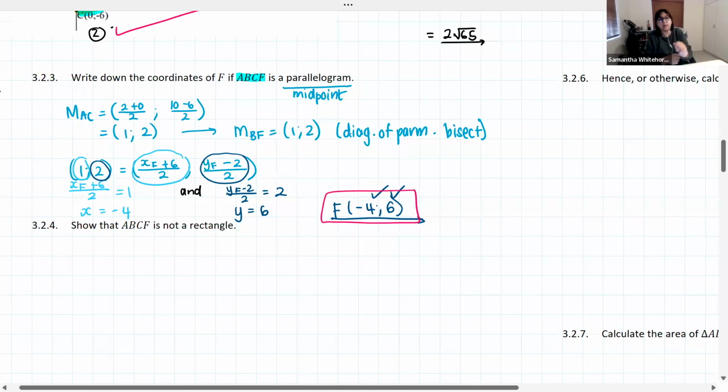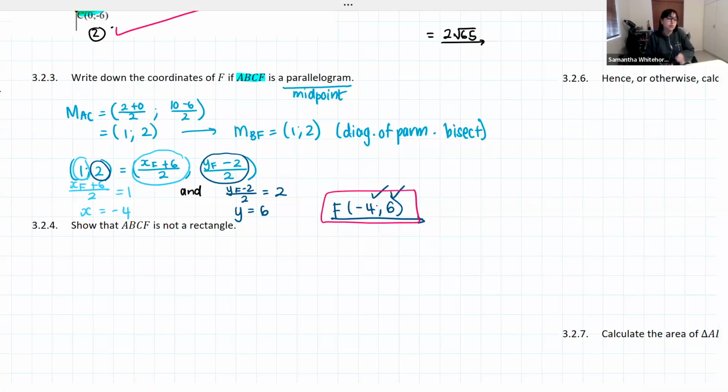Okay, so we want some gradients. Remember, it doesn't matter which coordinate is 2 and which coordinate is 1. Now, sometimes, guys, you would have worked out this gradient already, so always go back and double check what you have already got, because if you've already worked it out, don't do it again.